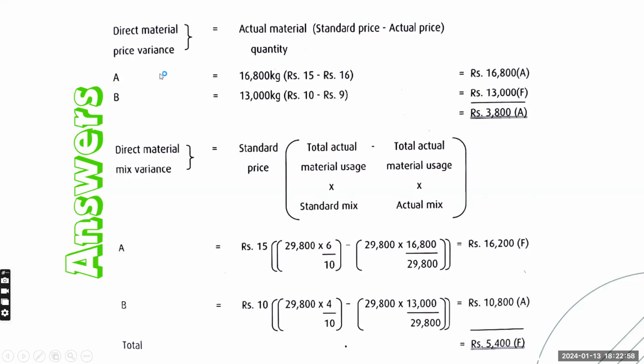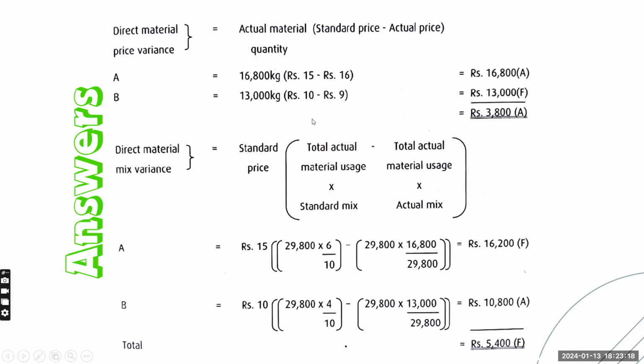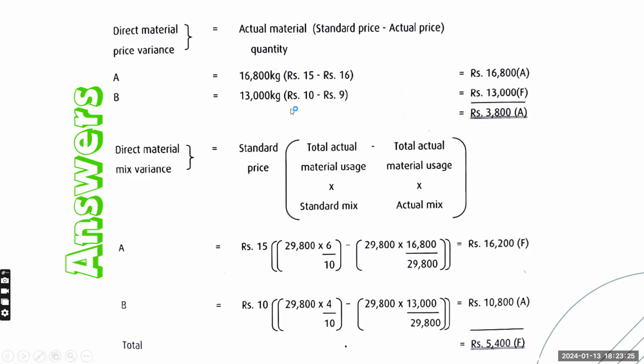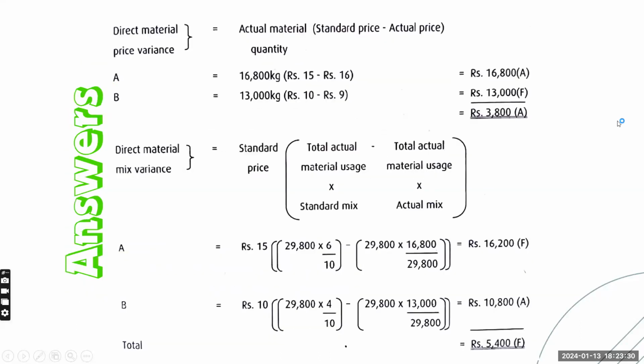Direct material price variance: actual material quantity multiplied by standard price minus actual price. What is the standard material? Now you have to take separately. Right? When there are two materials, you have to take them separately. Material A, what is the actual quantity? 16,800 and 13,000. We took that. Price fluctuation: standard price for material A is 15, actual is 16. Then for B, it's 10 and 9. Actual and the standard. Multiplied.